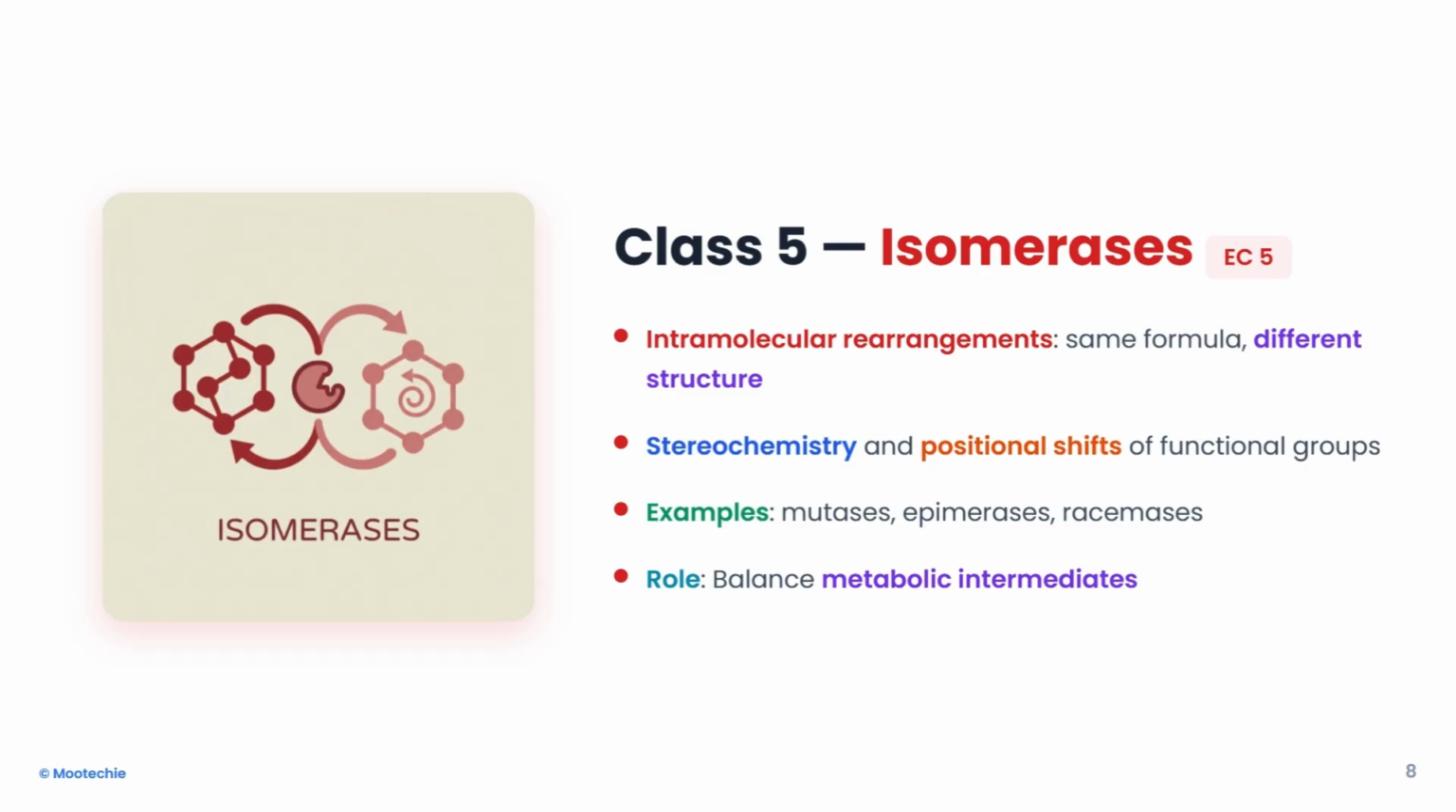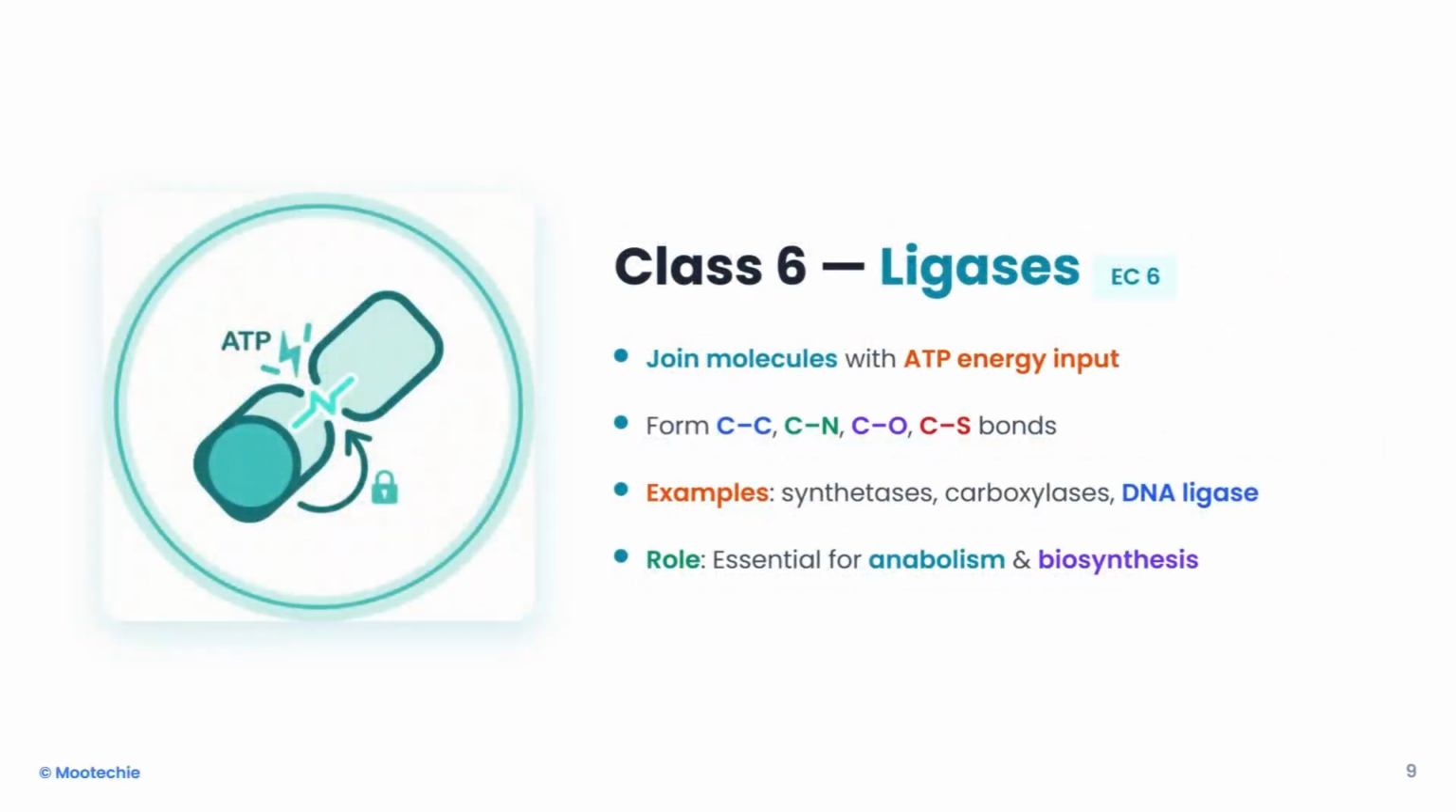Let us now look at the builders, the final class. Class 6, ligases, EC 6. These are the molecular joiners. They connect two molecules together, and this process requires an energy input, typically from ATP. They form important bonds like carbon-carbon, carbon-nitrogen, carbon-oxygen, and carbon-sulfur.